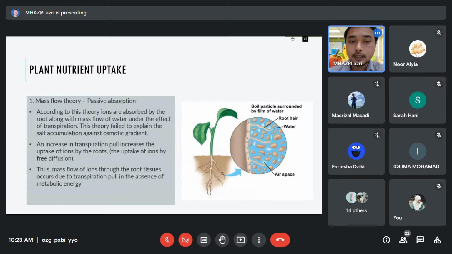Certain ions, yes. Okay, for example, sodium. Okay, sodium, potassium, usually the concentrations are higher in soil solutions compared to root tissues. Okay.